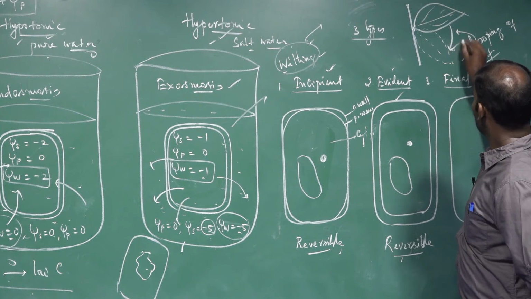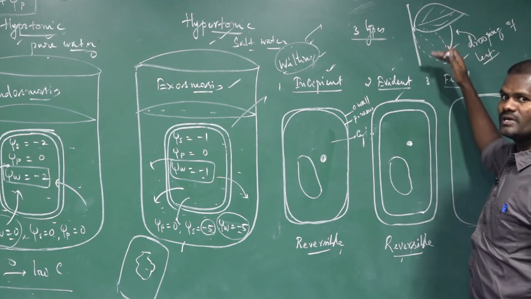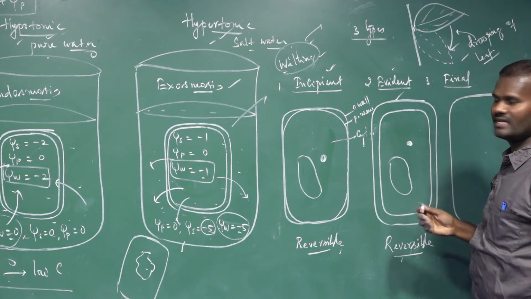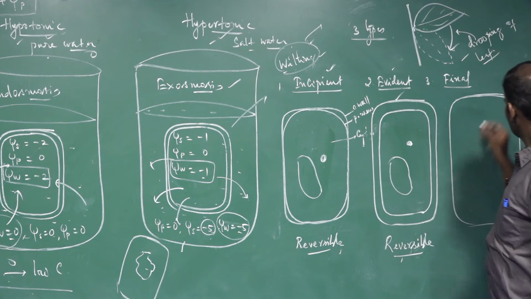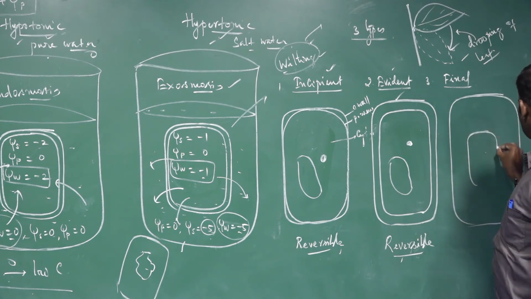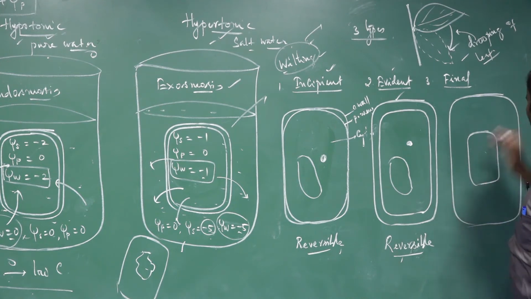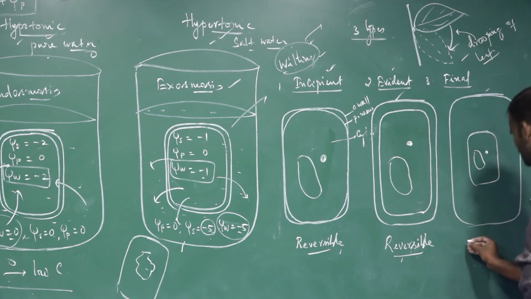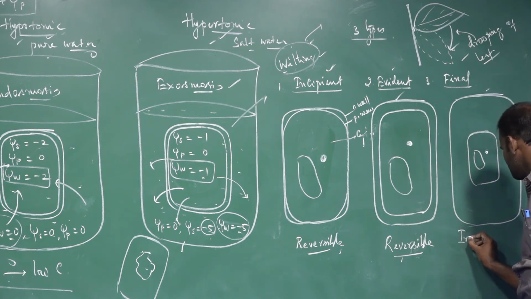Yes, it is drooping. There is severe drooping, and ultimately the leaves wither and dry up. Next, there is a complete separation of the cell membrane from the cell wall. There is a large volume of shrinkage of the protoplasm, vacuole, and nucleus, but in this type of cell, it is irreversible.